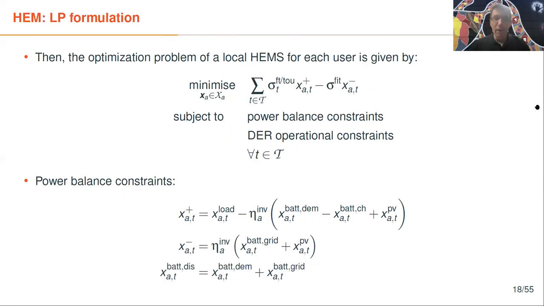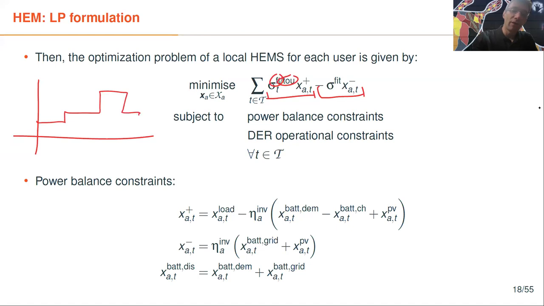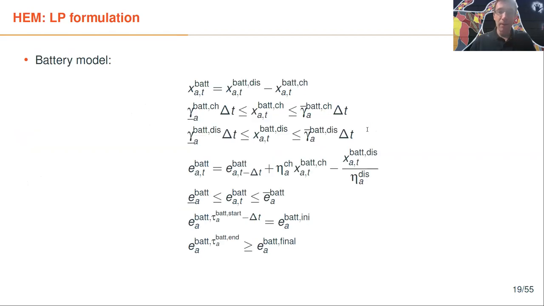So with this linear formulation, the problem becomes minimize the amount of money the user pays when it imports, minus the money the user makes when it exports power into the grid. And again, the retail tariff can either be time of use or FT, which means flat tariff. So time of use varies over a day, and flat does not. And the feed-in tariff is what you get paid when you export power to the grid, and this is always less than the time of use tariff. So I won't dwell on that. The details are in the paper. It's just a simple linear problem.